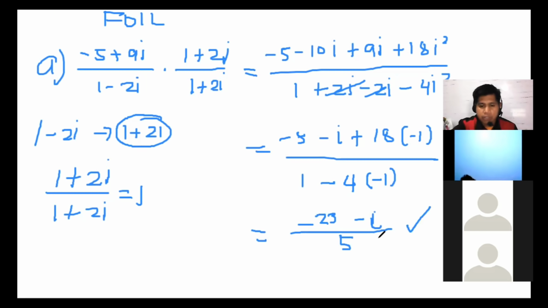So this is already your correct answer. But if we're going to separate this, that is equal to negative 23 over 5 minus i over 5. So that will be your final answer.